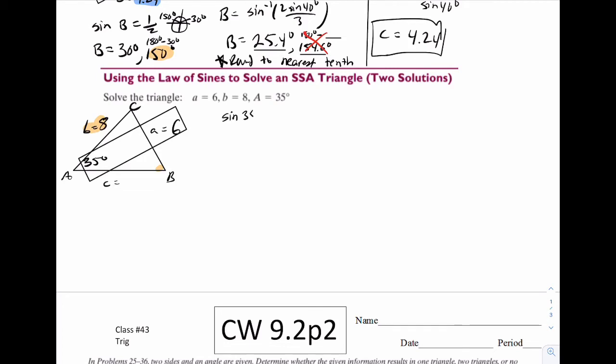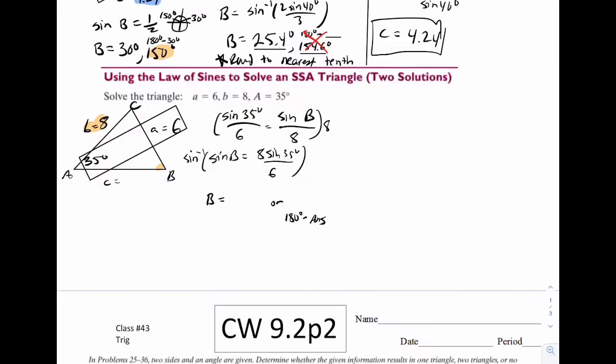Sine 35 over 6 should equal sine B over 8. Let's multiply both sides by 8. So sine B should equal 8 sine 35 over 6. We're going to sine inverse this thing, and then you're going to get B, that is 49.9. And then we're going to get 180 minus that, and that would be 130.1. So now we have two answers there.